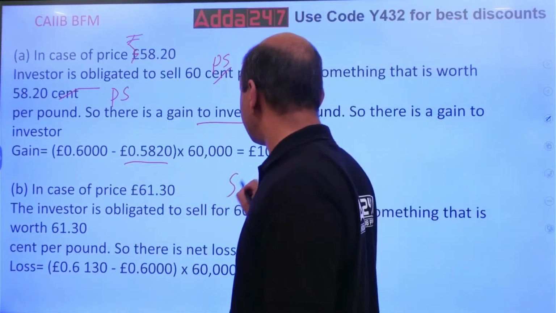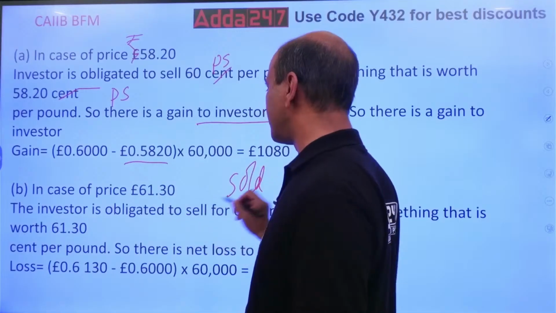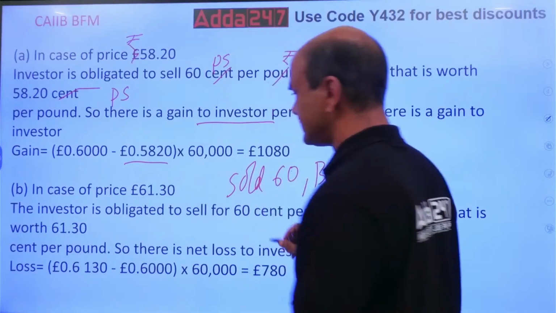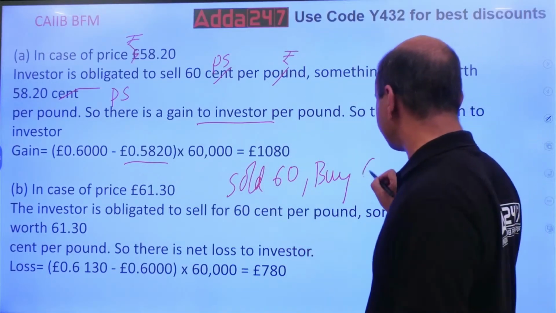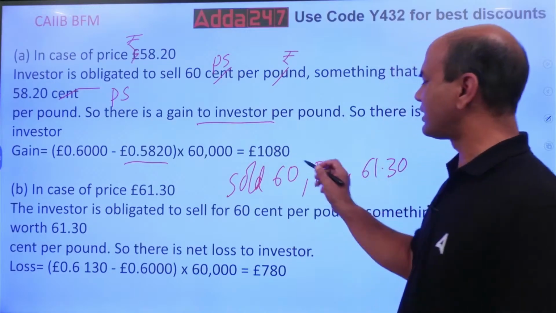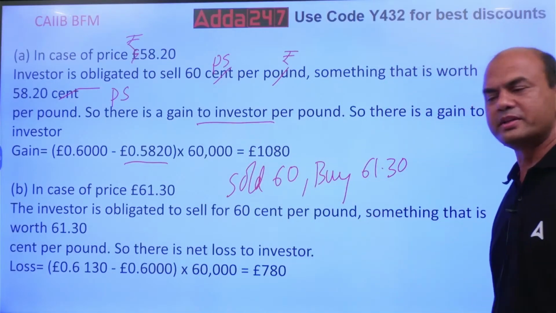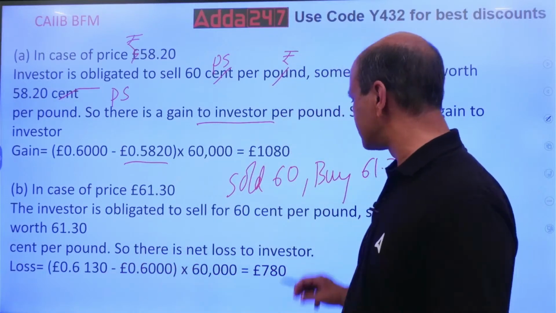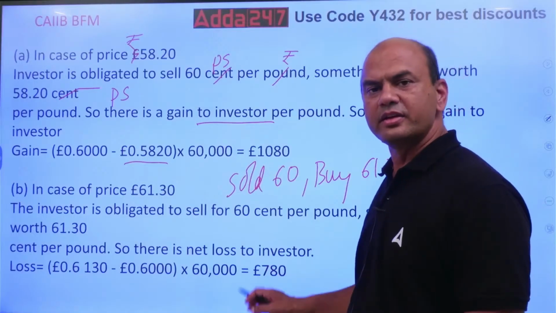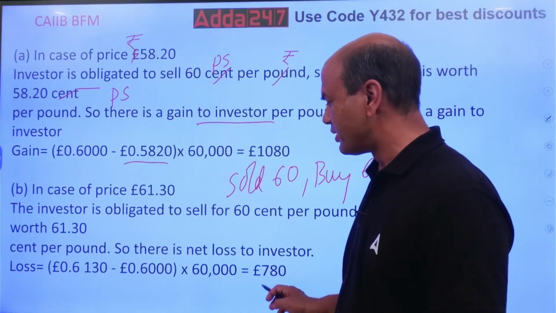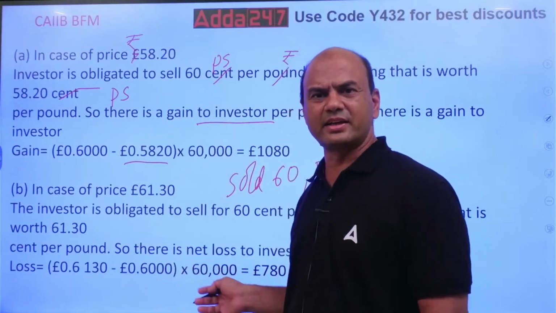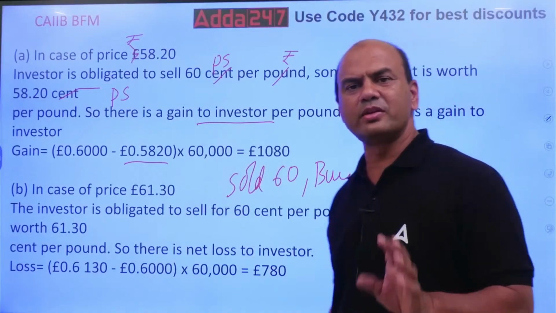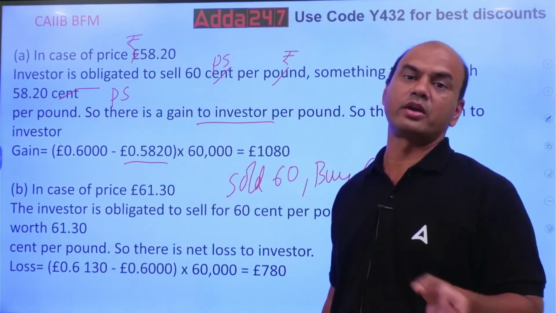I sold at 60, and buying at what? Now the price has increased. In the second case, the price has increased to 61.3. So subtract it: 1.3, multiplied by 60. Do the calculation: 78, and with the adjustments the answer is 780. The simple logic is at what rate do I buy and at what rate do I sell.